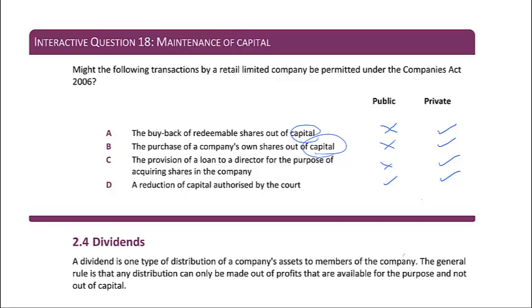They could provide a loan to an employee for the purpose of acquiring shares in a company, but not to a director, although a private company could provide financial assistance. A public company and a private company can make a reduction of share capital if it's authorised by the court. However, a public company wouldn't be able to do that following the declaration of solvency route.